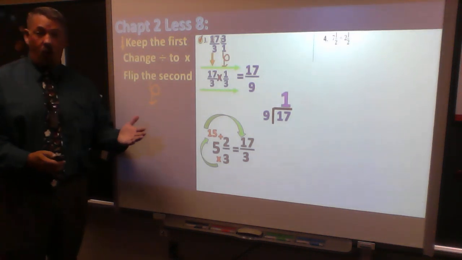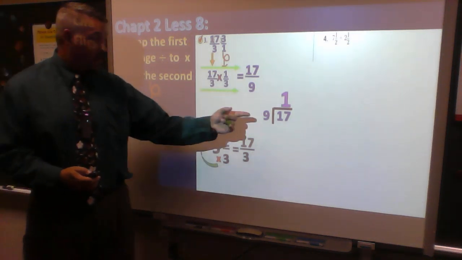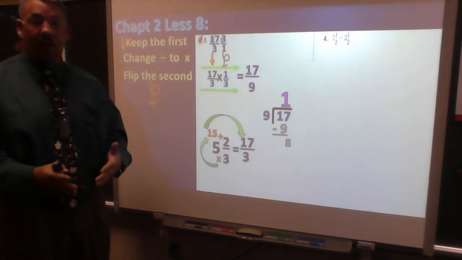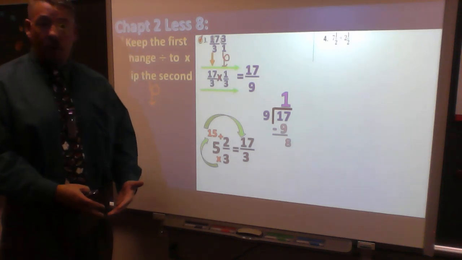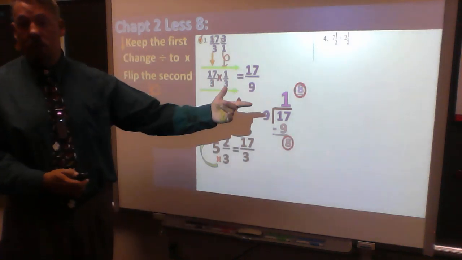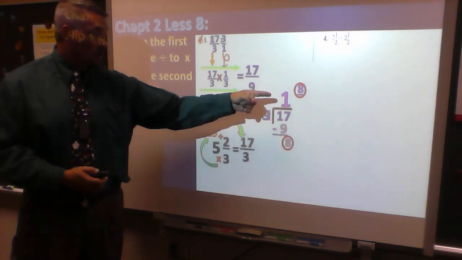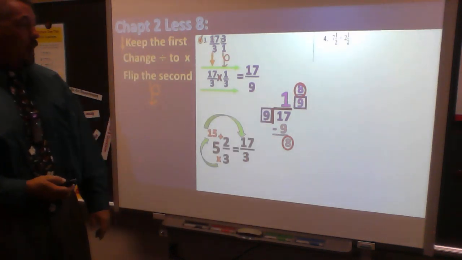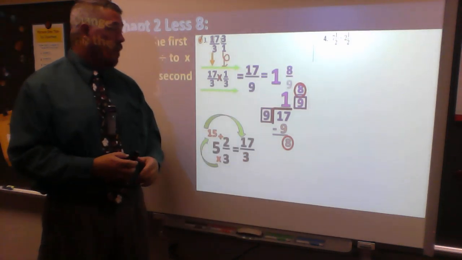My 9 will go into 17 evenly. It only goes in one extra time because 1 times 9 is 9, and when I subtract those, I get an 8. Remember, my remainder becomes my numerator. My divisor is my denominator. So my answer is actually 1 and 8/9.